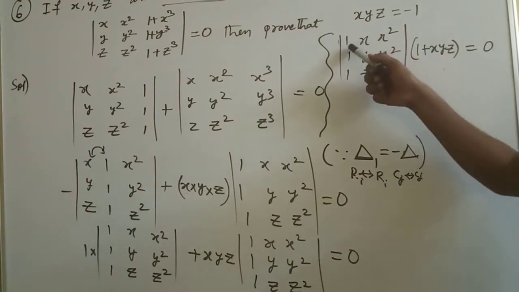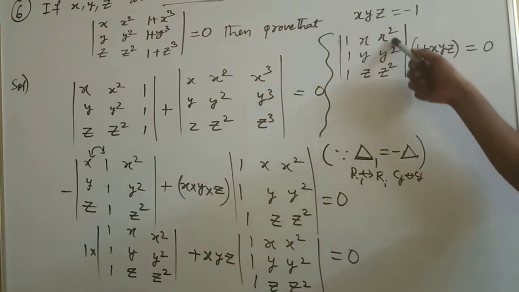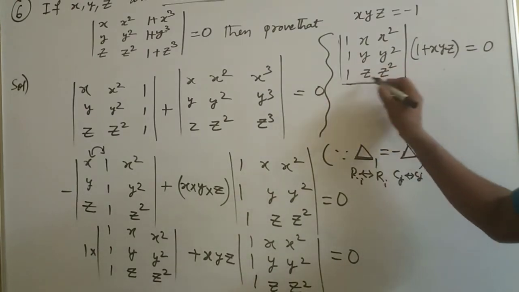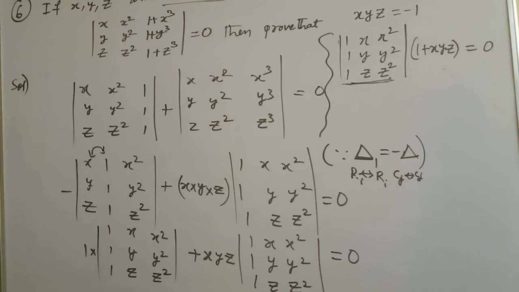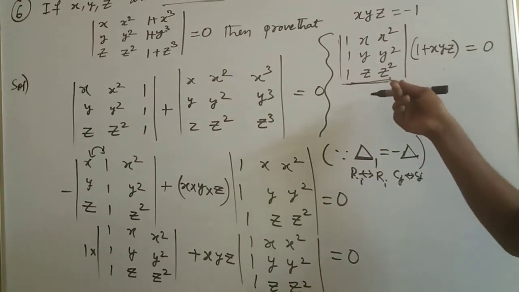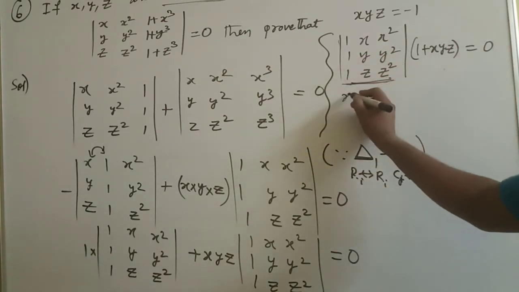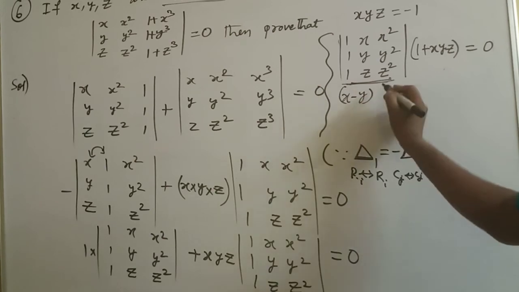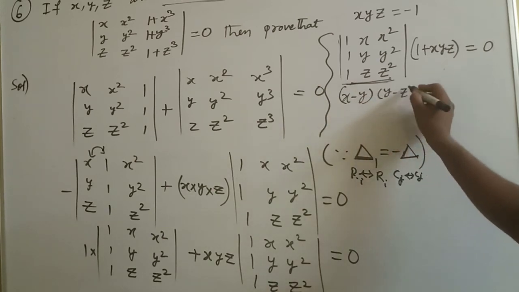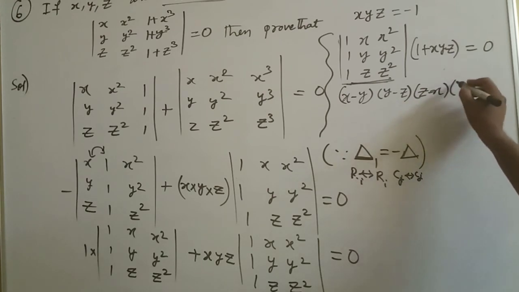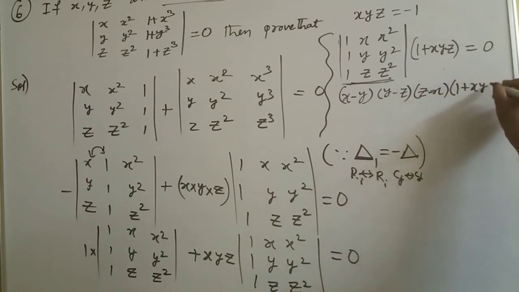But you already found this answer, right? What did you find this answer? This answer you already found in your problem number 5, I think. 5 or 4, I think. So you check that, okay? So what is this answer? x minus y into y minus z into z minus x, that into 1 plus x y z is equal to 0.